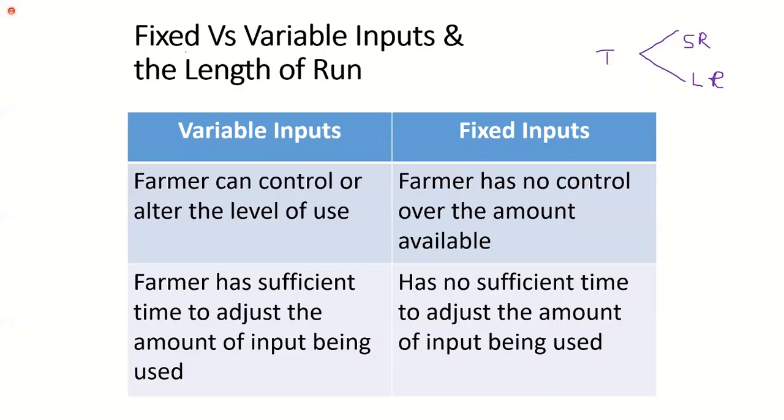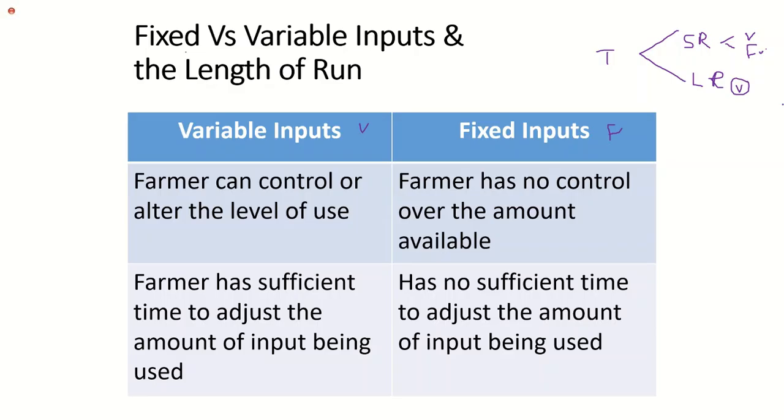Right? We say the farmer can only vary the variable inputs in the short run. And in the short run you find both variable inputs and fixed inputs. In the long run, we say you only have variable inputs because even the fixed inputs will become variable. And in the short run again, two types, variable inputs and fixed inputs, right?